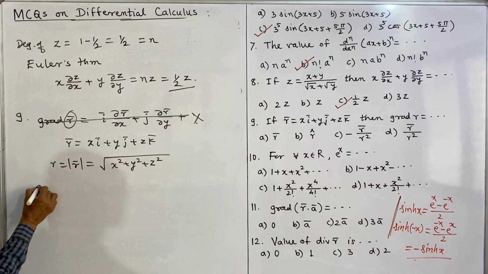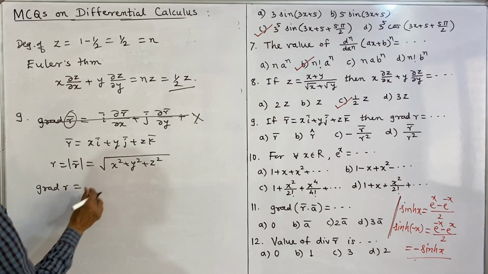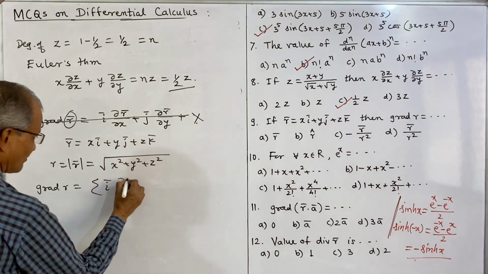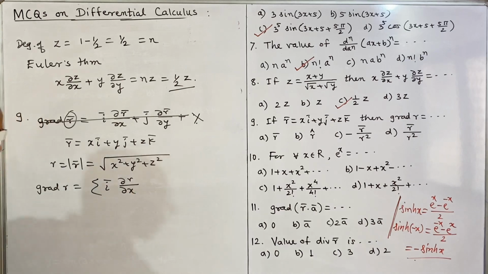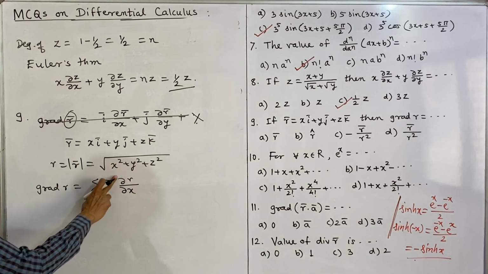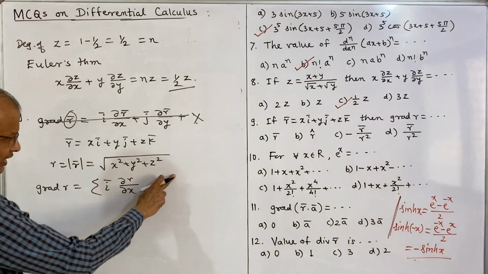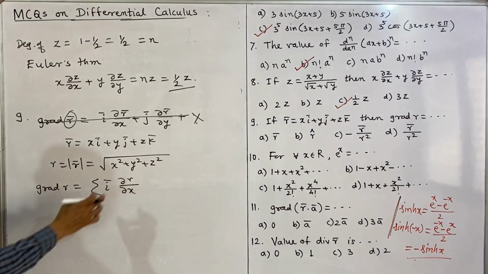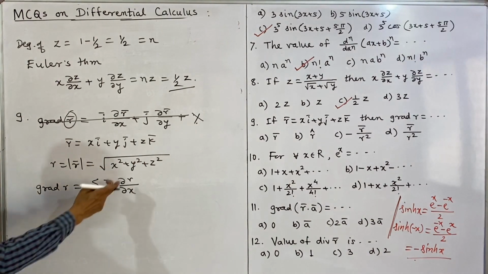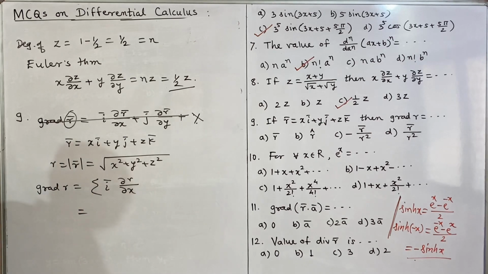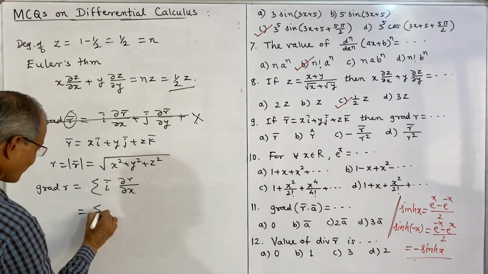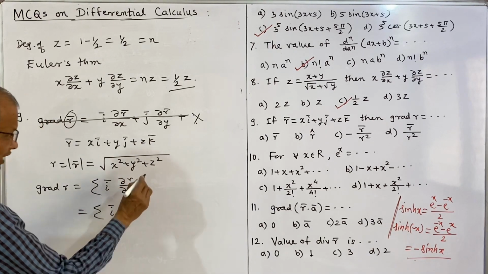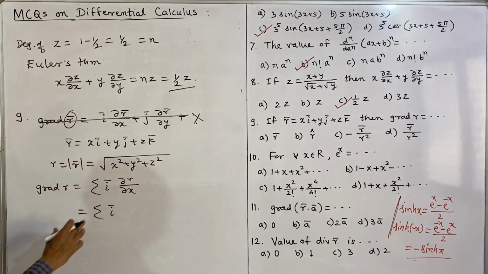Therefore this will be written as gradient of r is equal to, and we write this in sigma notation, summation i dou r by dou x, or that will mean i dou r by dou x plus j dou r by dou y plus k dou r by dou z. But we will obtain this one term only, and this function is symmetric. Similarly, the partial derivative with respect to y and z can be written similarly. So, this is summation i, what is dou r by dou x, partial derivative of this.